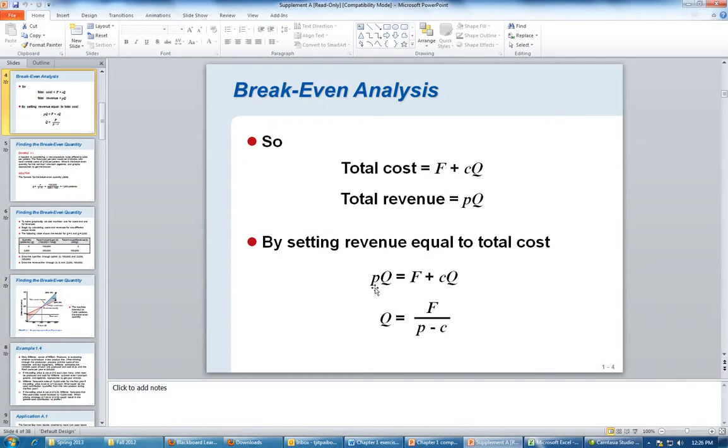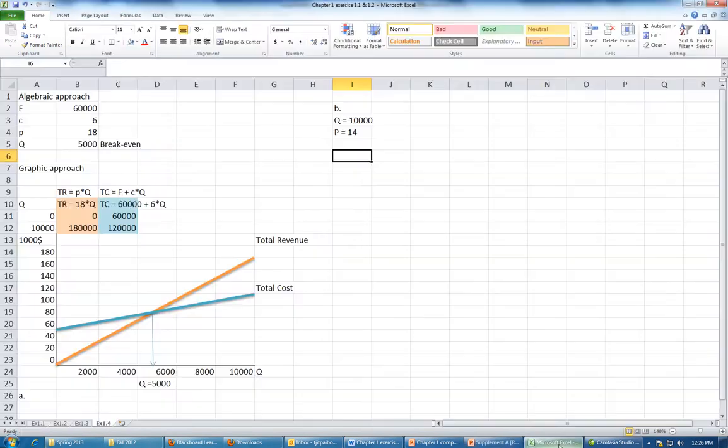is equivalent to the difference between the total revenue minus the total cost over here. So contribution profit, or in short, profit, equals total revenue minus total cost, or P times Q minus, in parentheses, fixed cost plus C times Q.